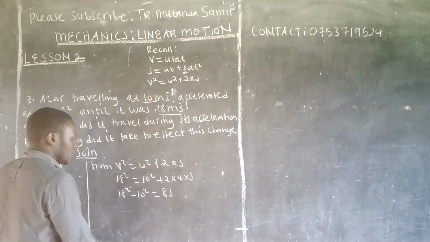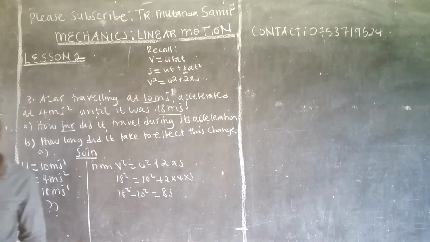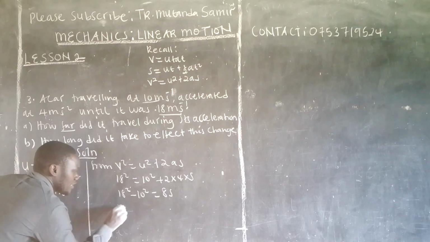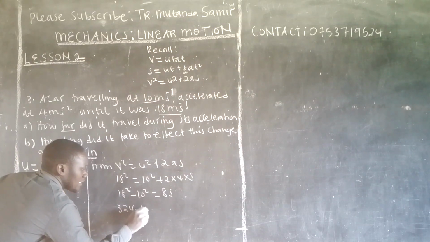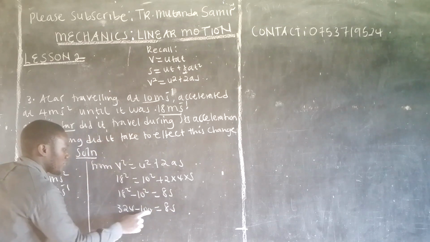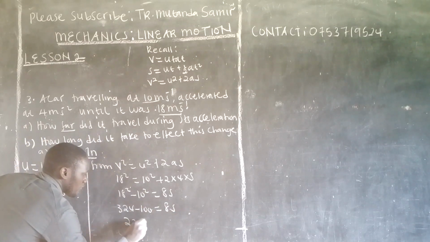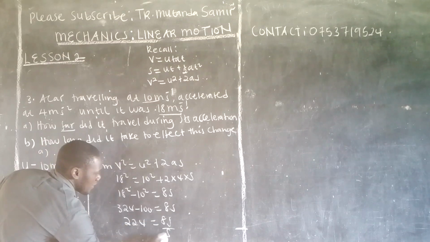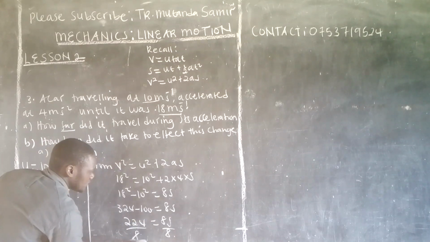Now 18 squared minus 10 squared on your calculator, what will you have? That will be 324 minus 100, which is equal to 8S. Then it will give me 224 is the same as 8S. Divide both sides by 8.